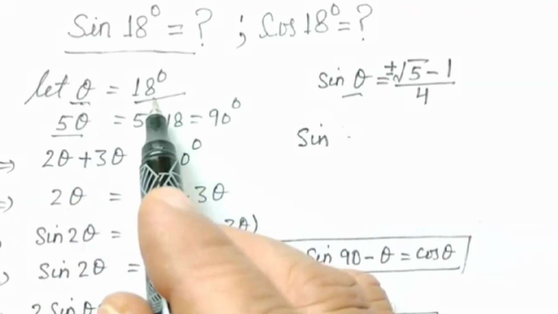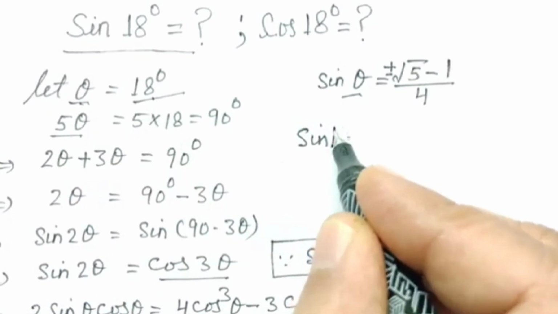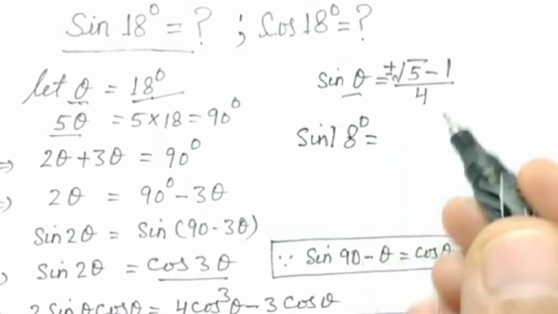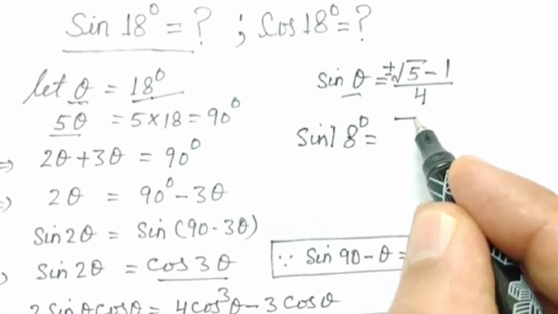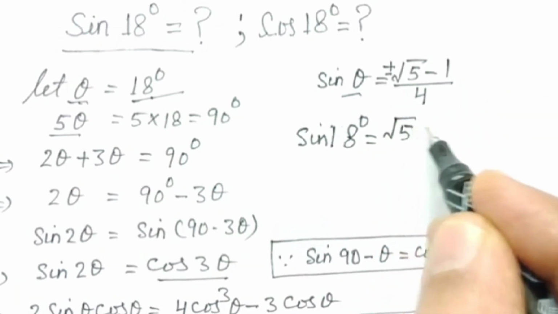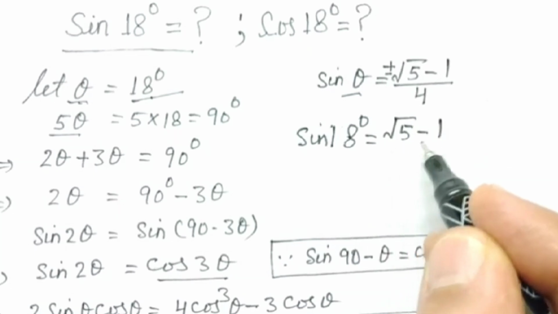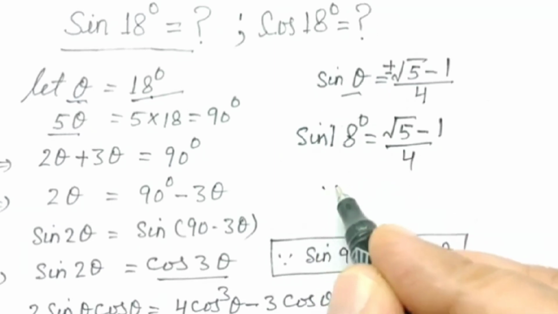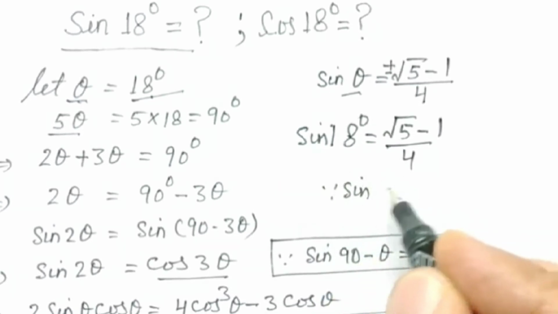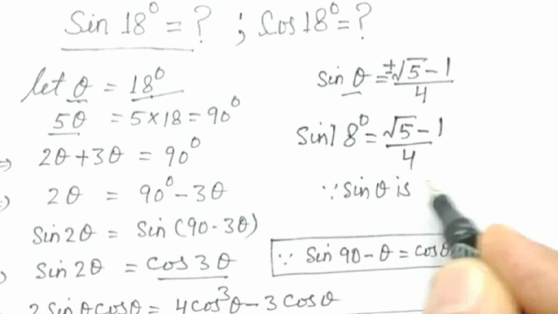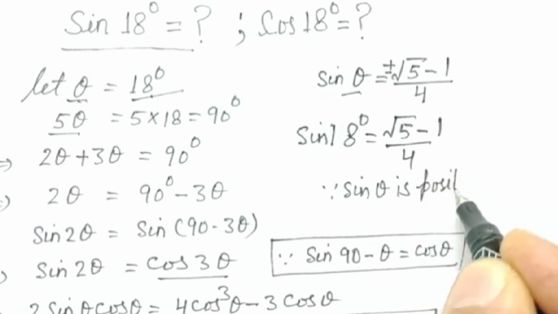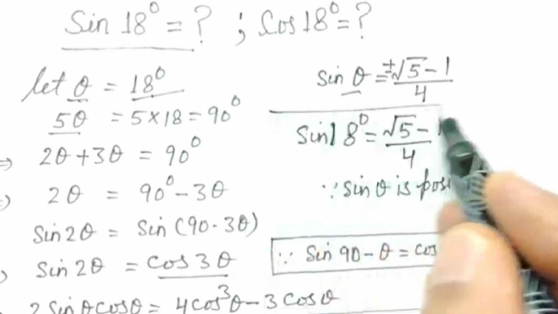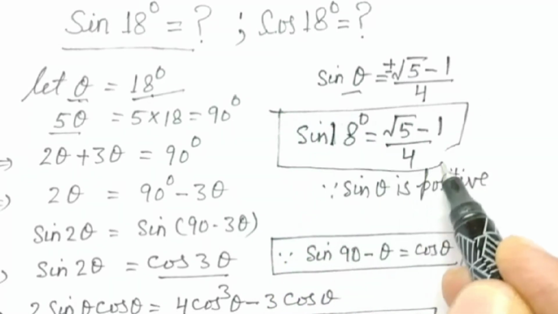So as theta is equal to 18 degree, right? So we can write here, for sin theta we will take the plus sign: square root of 5 minus 1 over 4, right? Because sin theta is positive, right? So sin 18 degree is equal to this.